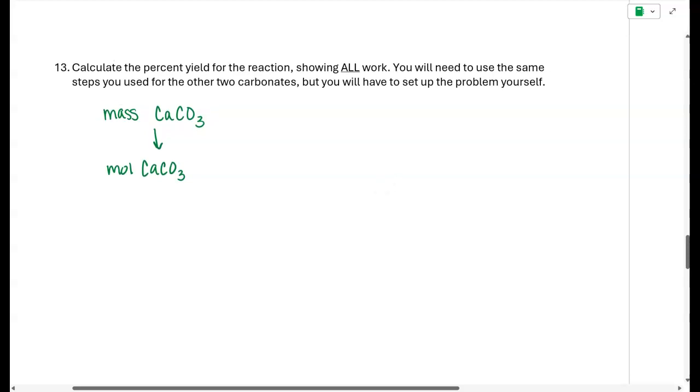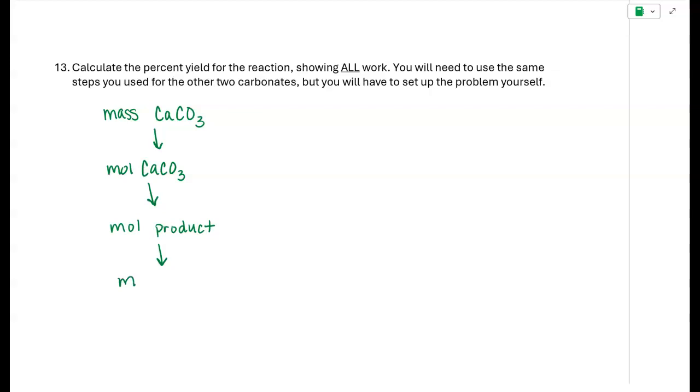And then once you've done that, you have to use that ratio, that stoichiometric ratio, as a conversion factor to go from moles of calcium carbonate to moles of product. And then once you know the moles of product, it is not sodium chloride yet, but whatever that is, then you're going to go from moles of that to the mass of the product. And once you know the mass, then you calculate your percent yield.